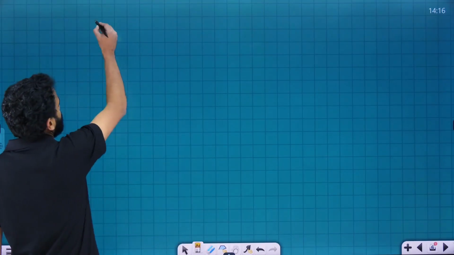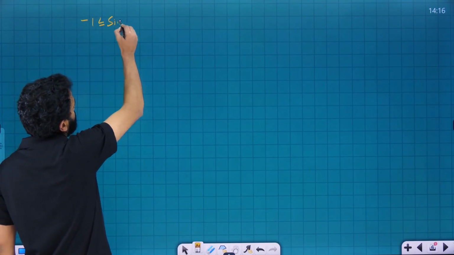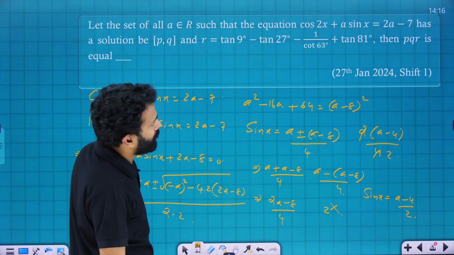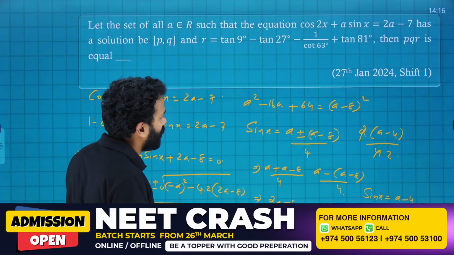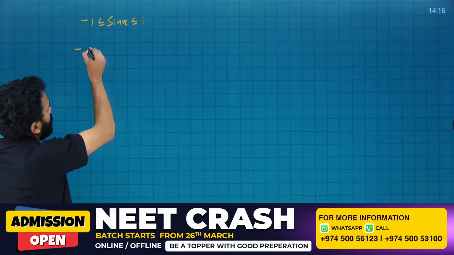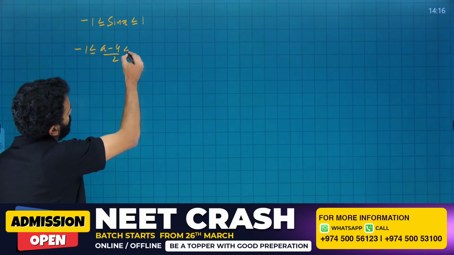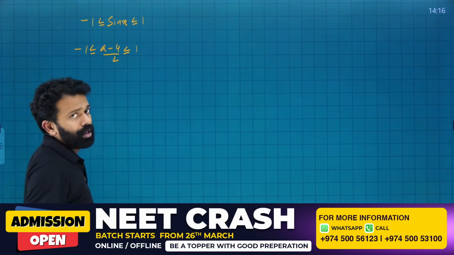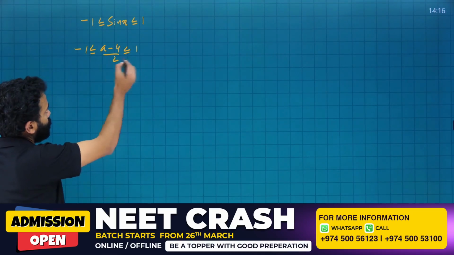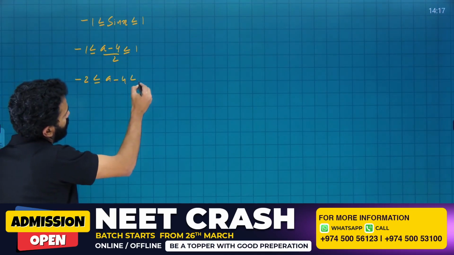So we know the range of sin x: minus 1 less than or equal to sin x less than or equal to 1. And what is the value of sin x we just obtained? That is a minus 4 by 2. So instead of sin x, I am going to substitute a minus 4 by 2. That is minus 1 less than or equal to a minus 4 by 2 less than or equal to 1. From here we need to filter out the value of a. If you multiply by 2 on both sides, it will be minus 2 less than or equal to a minus 4 less than or equal to 2.